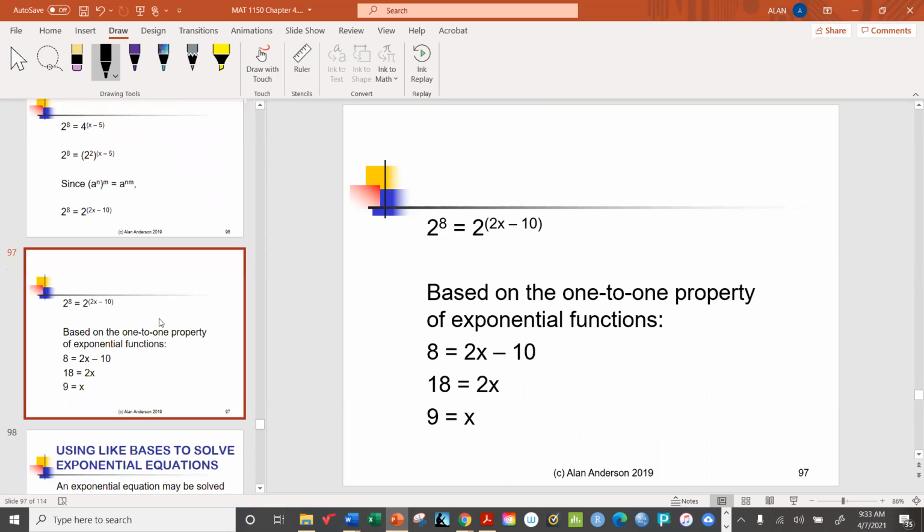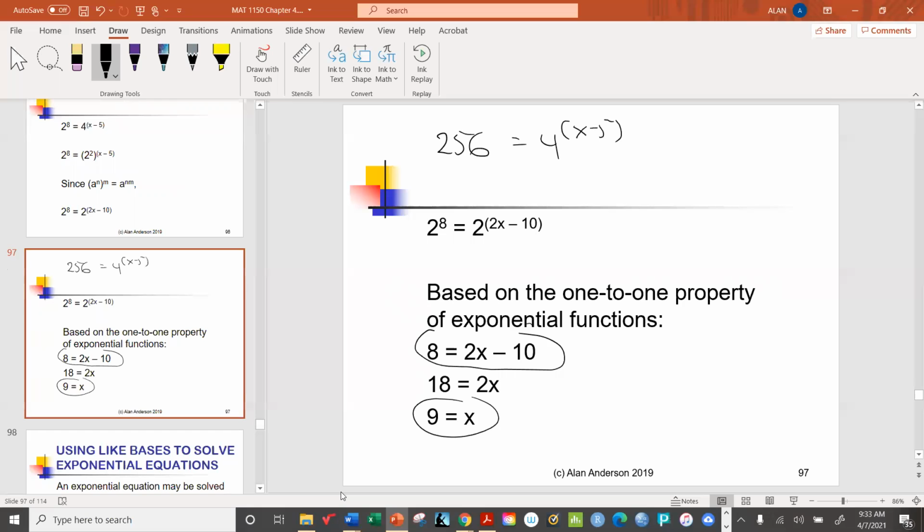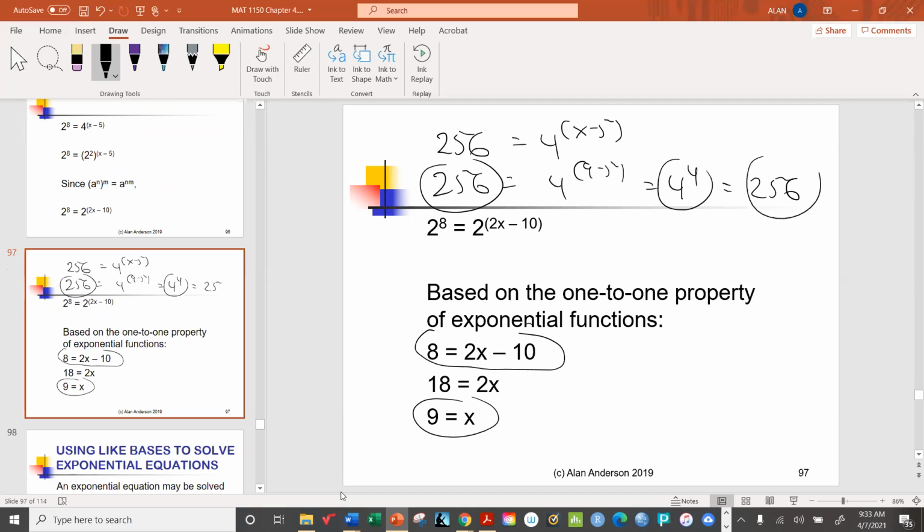All right, so when we set these equal to each other, then we'll of course end up with 9. And so if we go back to our original equation, where it said 256 equals 4 to the x minus 5 power, we can double check now. And then we can just say that, is it true that 4 to the 4th is 256? Yes, it is.